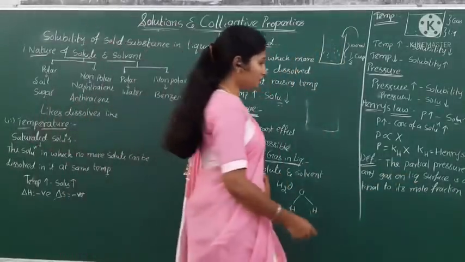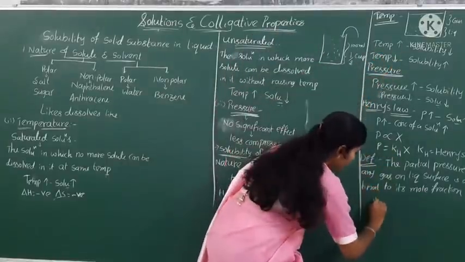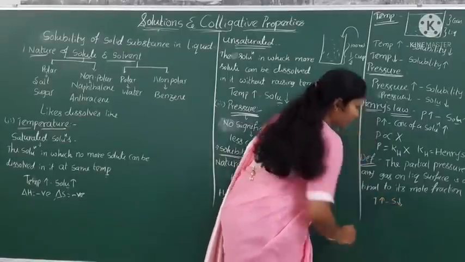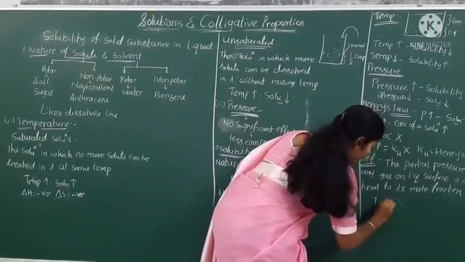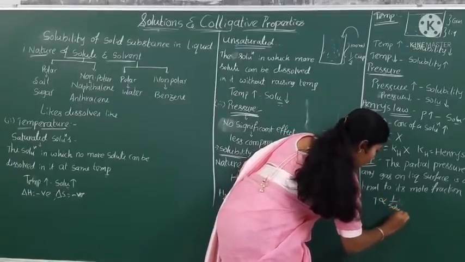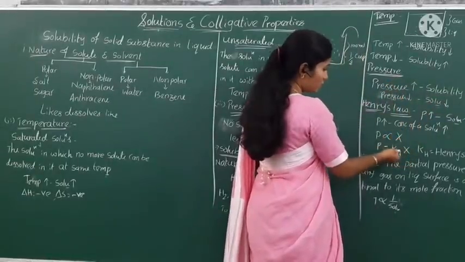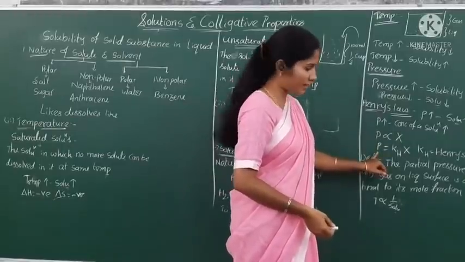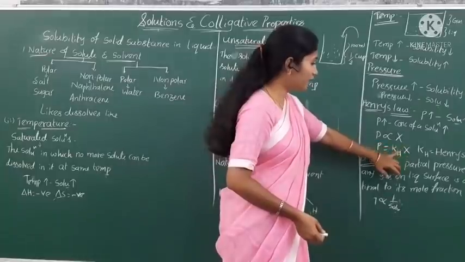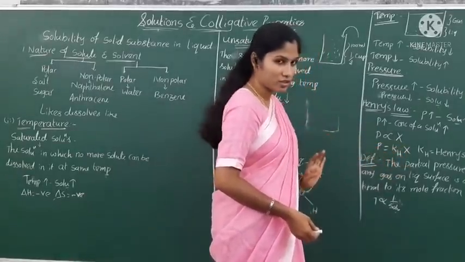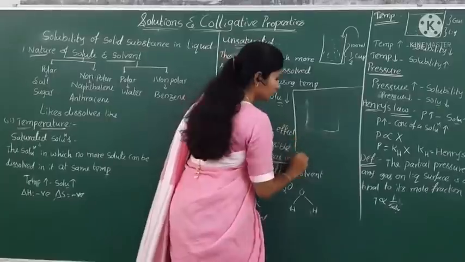Now take the temperature. How does the temperature show its effect on solubility? If the temperature increases, solubility decreases. That means both are inversely proportional. You can write that temperature is inversely proportional to solubility. And what about the pressure? If we keep the pressure constant, the mole fraction will be inversely proportional to the KH term. Suppose that means, here I am writing, okay.